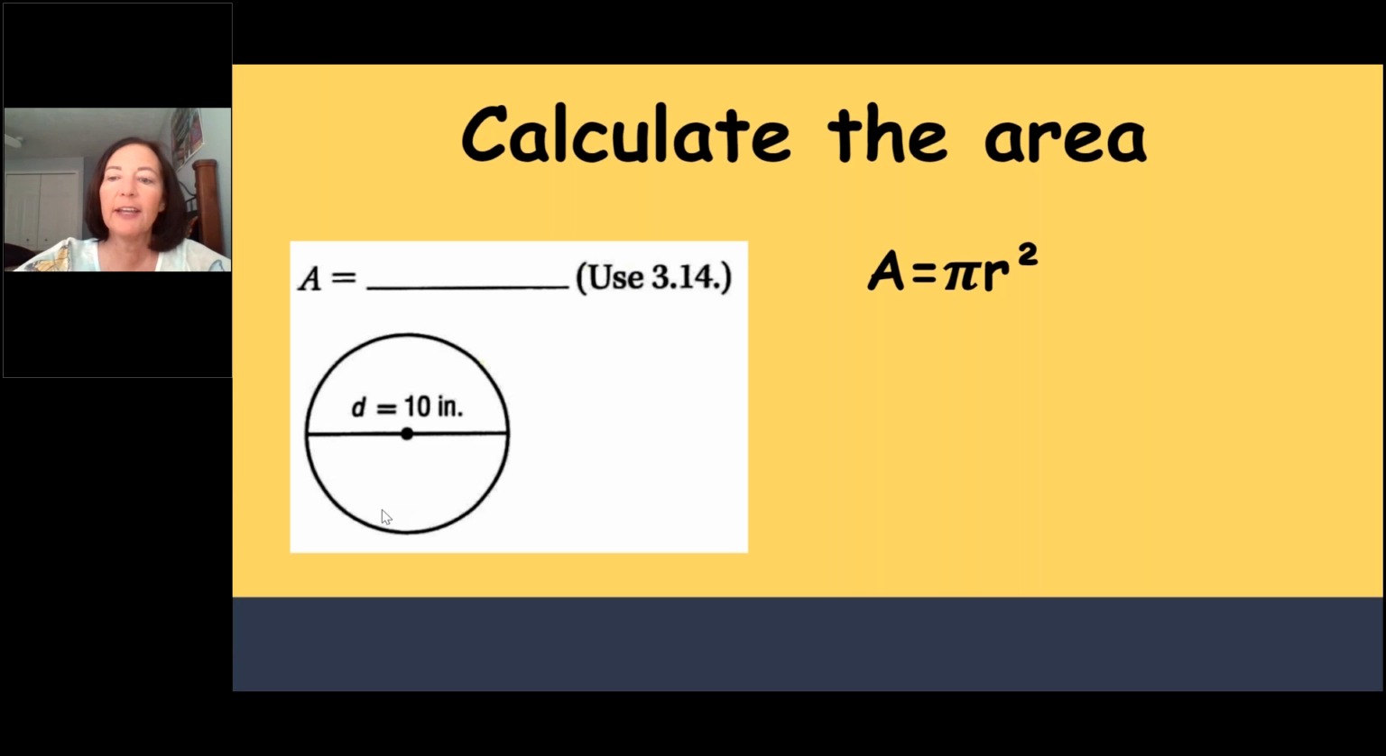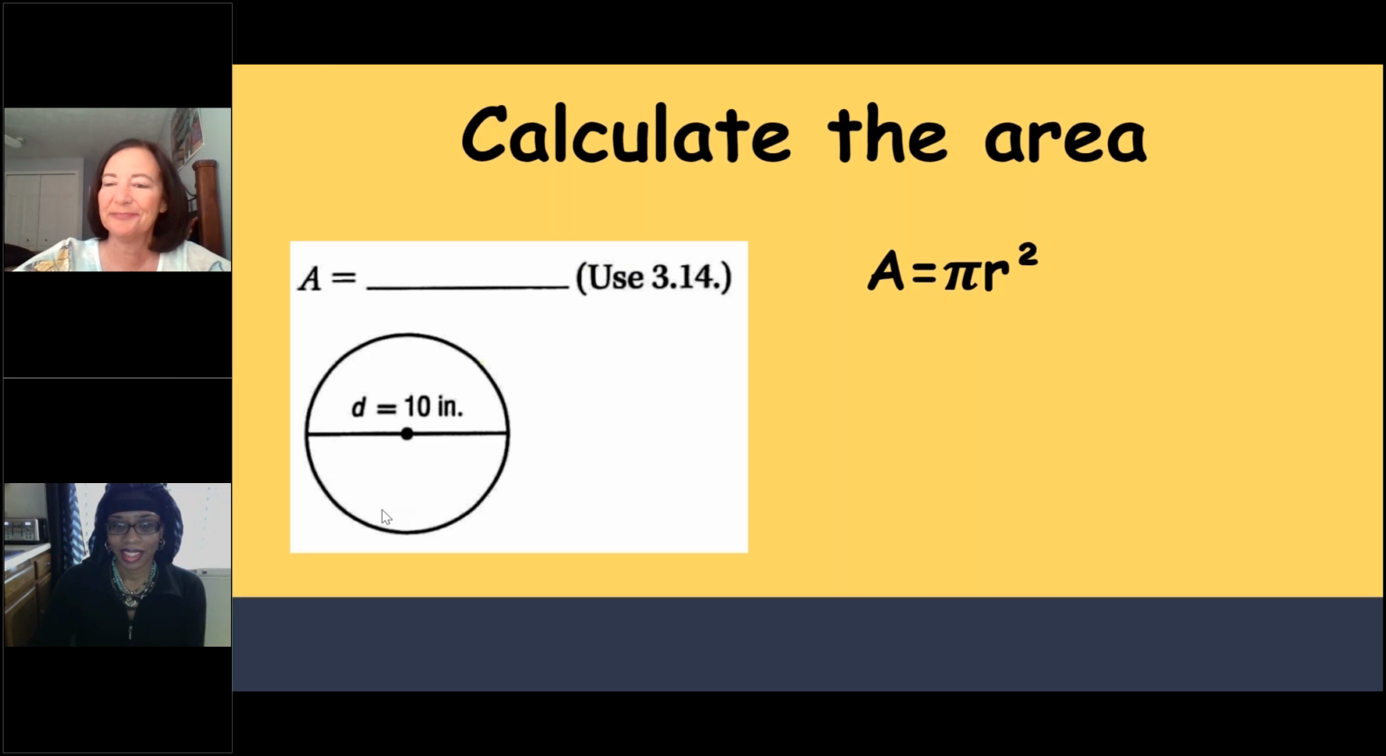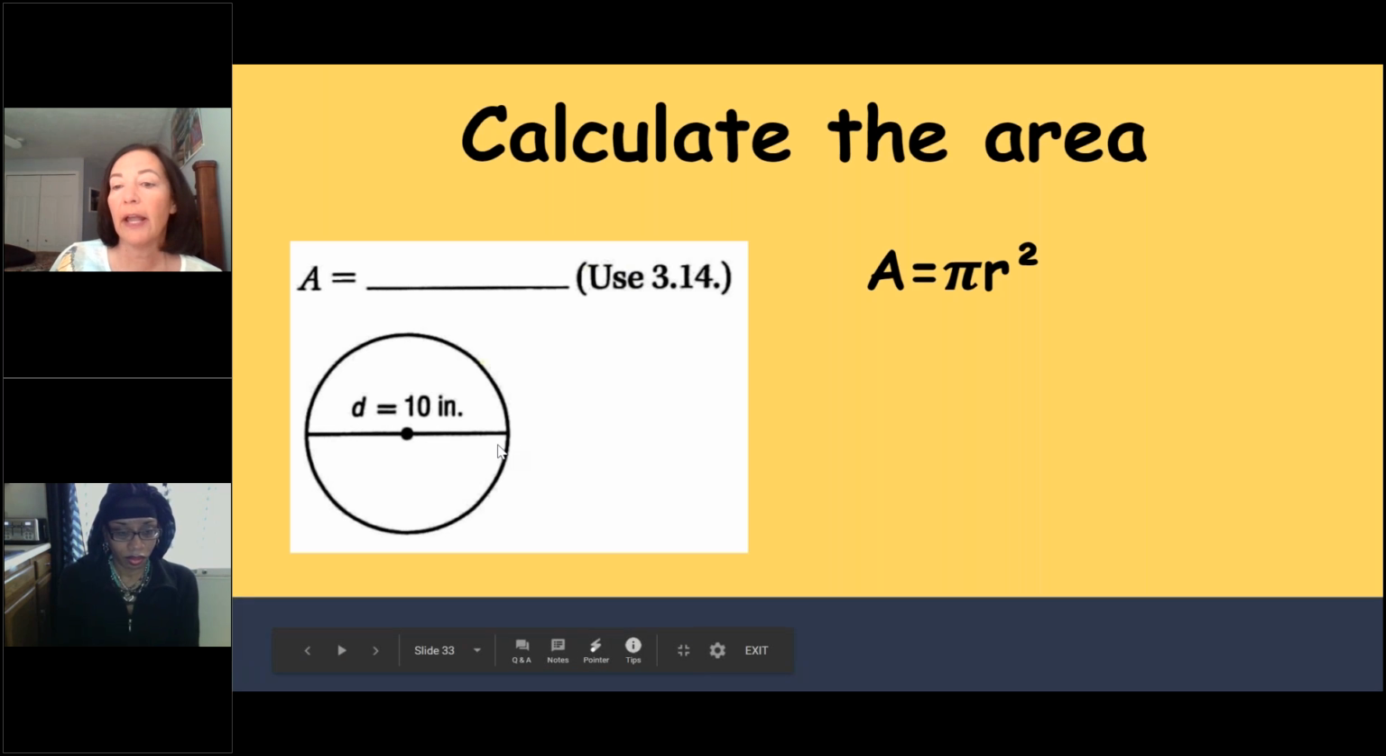So I have Lana now too. Hello, Lana. How are you doing? I'm pretty good. We've been calculating the area of lots of different geometric shapes. We've worked our way up to the area of a circle. And so the formula is area equals pi times radius squared. So we can just substitute the values from our figure here in order to calculate that area.